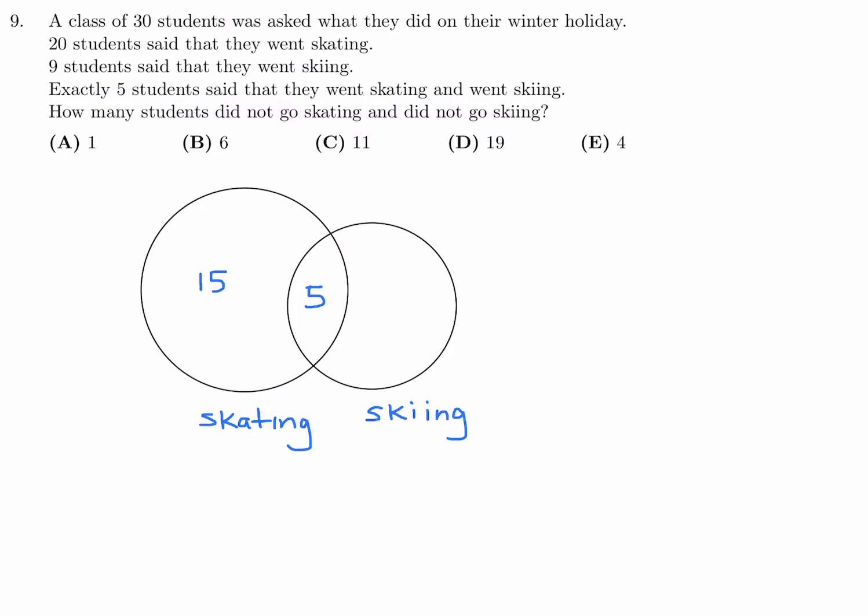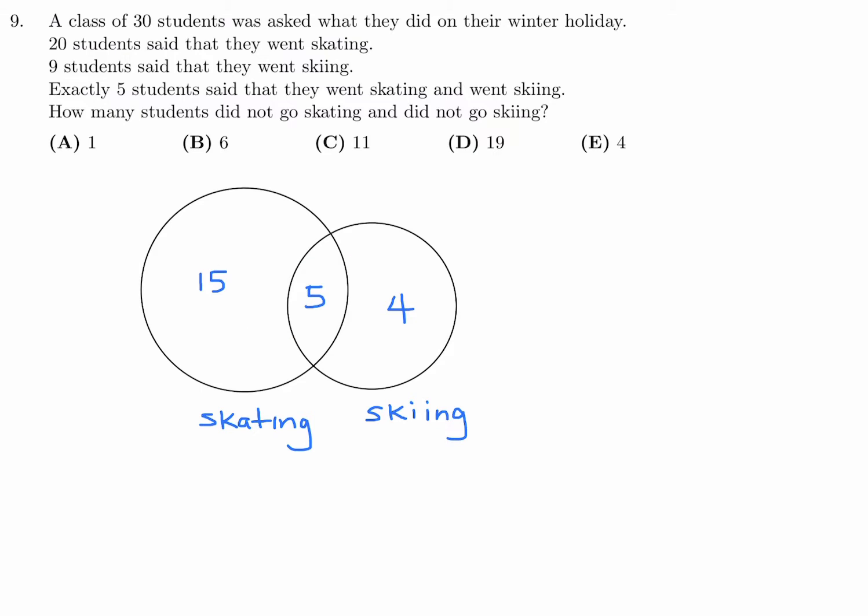In the same way, by the same principle, if skiing is represented by the smaller circle, and 9 students went skiing, and 5 has already been placed there, that means this region is a 4. And I know it's not drawn to scale, but you get the idea. So, how many students do we have total here?